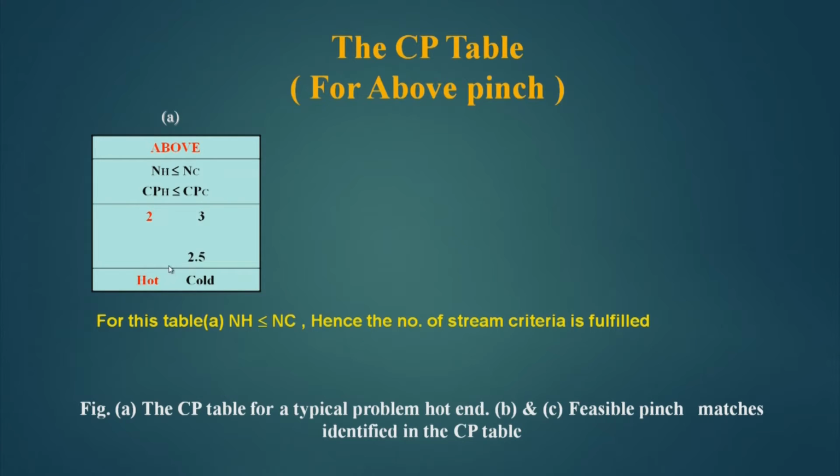Now, if we see here, this is NC should be greater or equal to NH. Here there are two cold streams and one hot stream. So, this number of stream criteria is fulfilled.